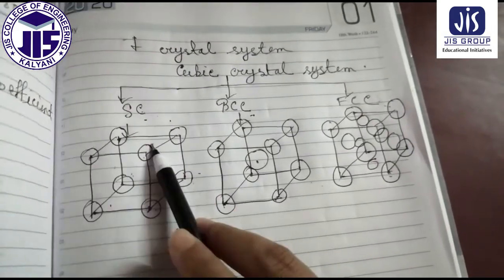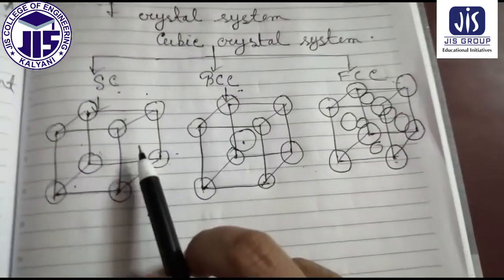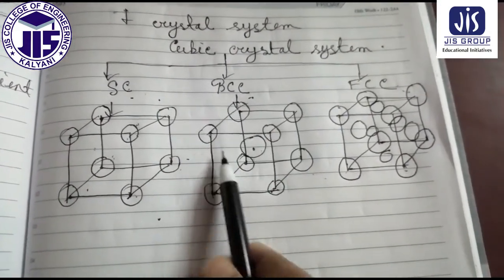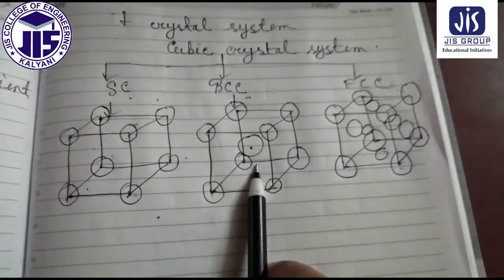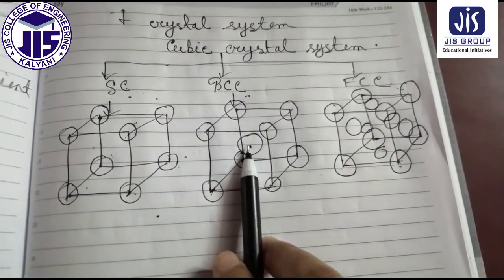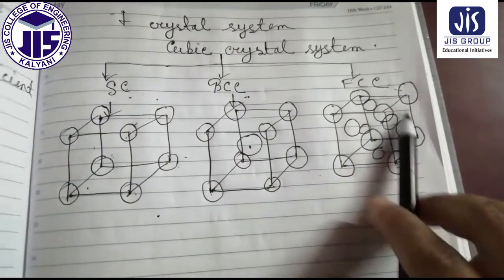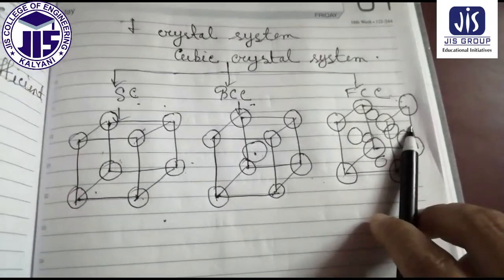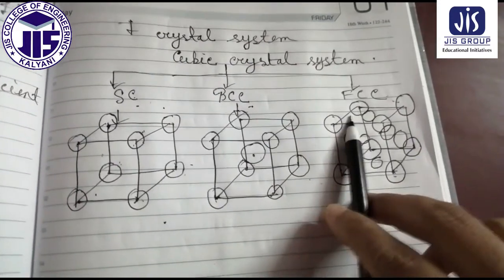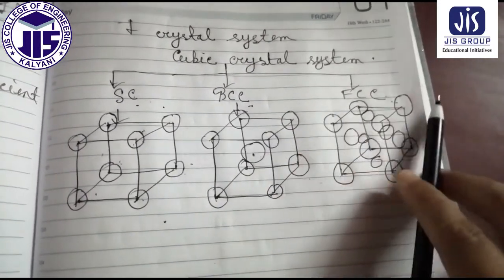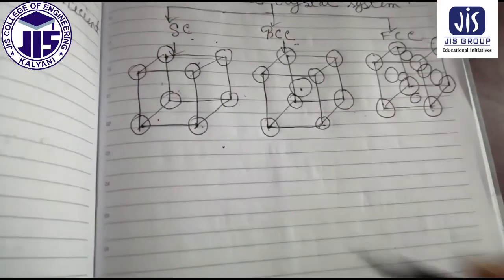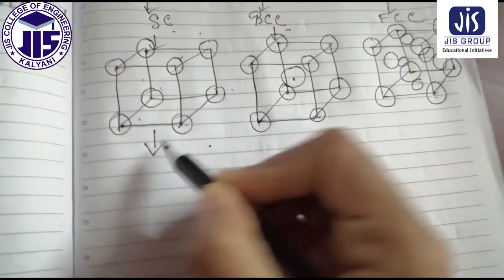Now for simple cubic crystal, at the 8 corners there are 8 atoms. For BCC there are 8 atoms at the 8 corners as usual, but at the center of the body there is an atom. For face centered, on each face there is one atom. That means 6 faces, so 6 atoms, and also at each corner there is 1 atom. Now we have to calculate how many atoms there are.